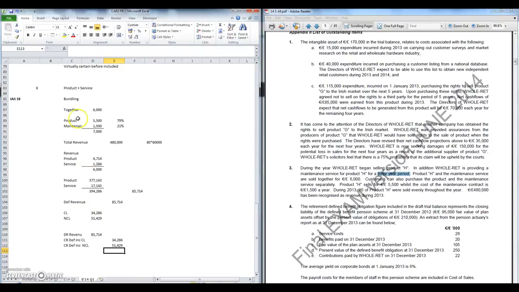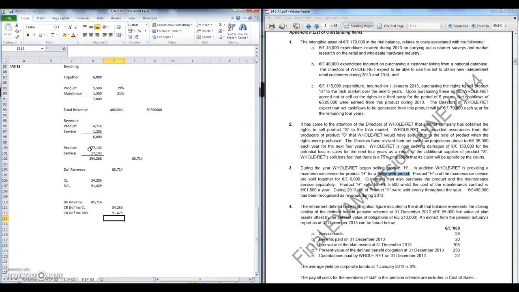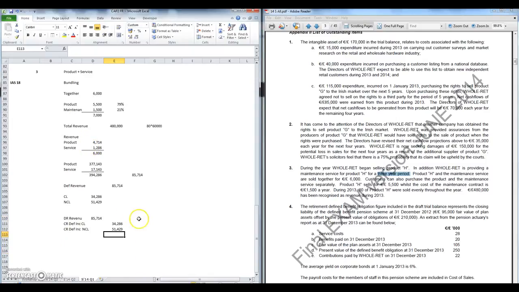Okay, and that's under IAS 18. A fairly typical adjustment under that. So I would put there SOCI, and I would put there SOFP, CL, SOFP, NCL. I put them in red so you know you should make an adjustment.